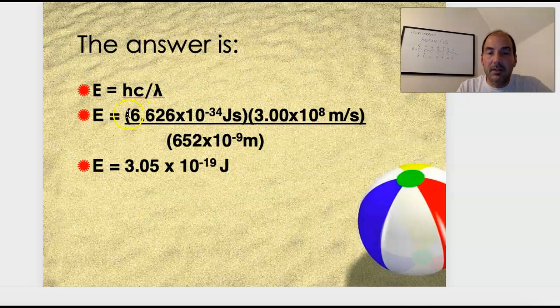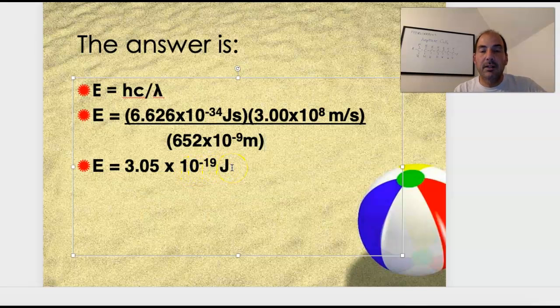So I'm going to take Planck's constant and the speed of light, multiply them, divide by the wavelength. Now, keep in mind it was in nanometers. Nano means 10 to the negative 9th. So I'm saying 652 times 10 to the negative 9th. You could write it as 6.52 times 10 to the negative 7th, but I let the calculator handle that. When I multiply it out, I get 3.05 times 10 to the negative 19th joules.